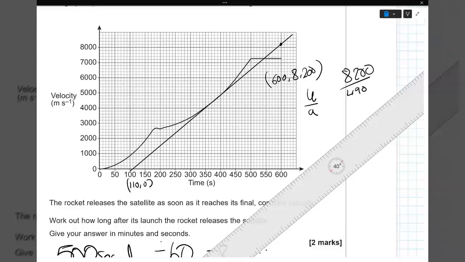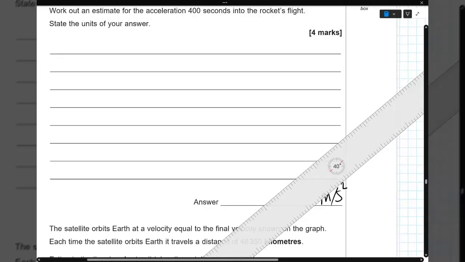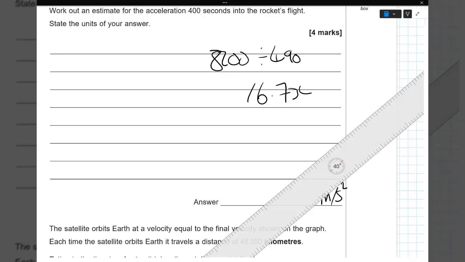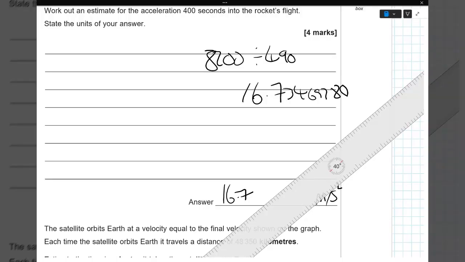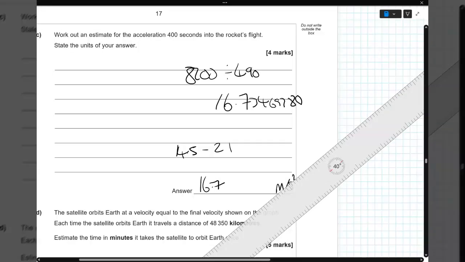I haven't prepared this solution because you need to be able to draw the graph, and these graphs will be different. So 8200 divided by 490 will give me 16.73469388, which I will round to 16.7. Now the mark scheme, I've written down what it says on the mark scheme, it's relatively generous. It wants a value between 14.5 and 21. So as long as you've shown those stages of your work in finding the gradient, it should all be okay.